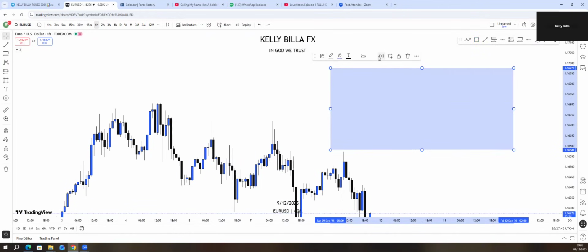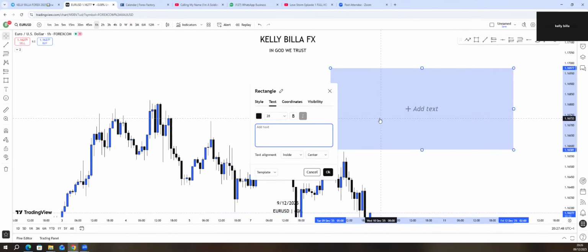So this is the second point of interest we are going to talk about. We say fair value gap, or you call them FVGs. Okay, fair value gaps or FVGs. You can also call them imbalances. Voila. So you have fair value gaps or FVGs or imbalances.